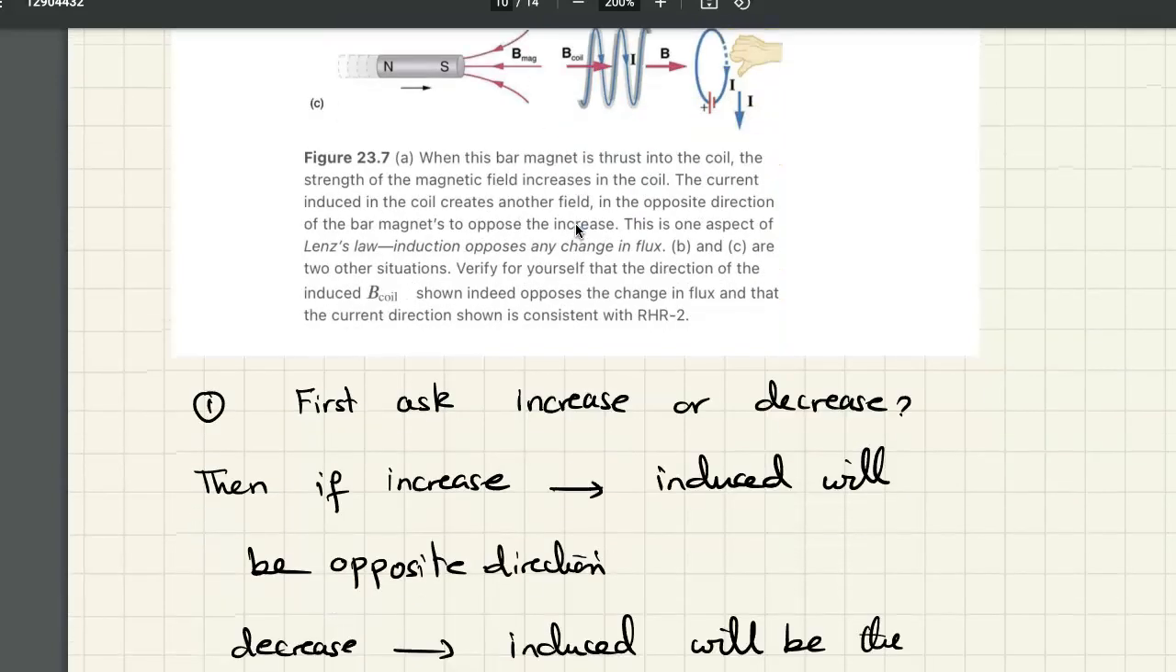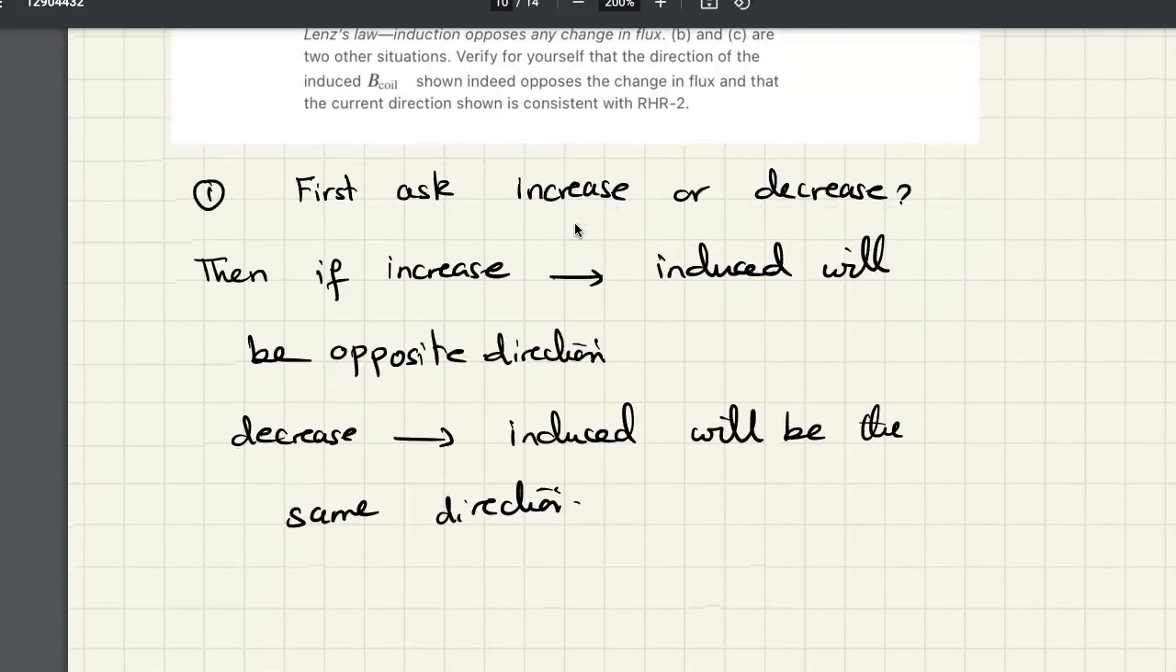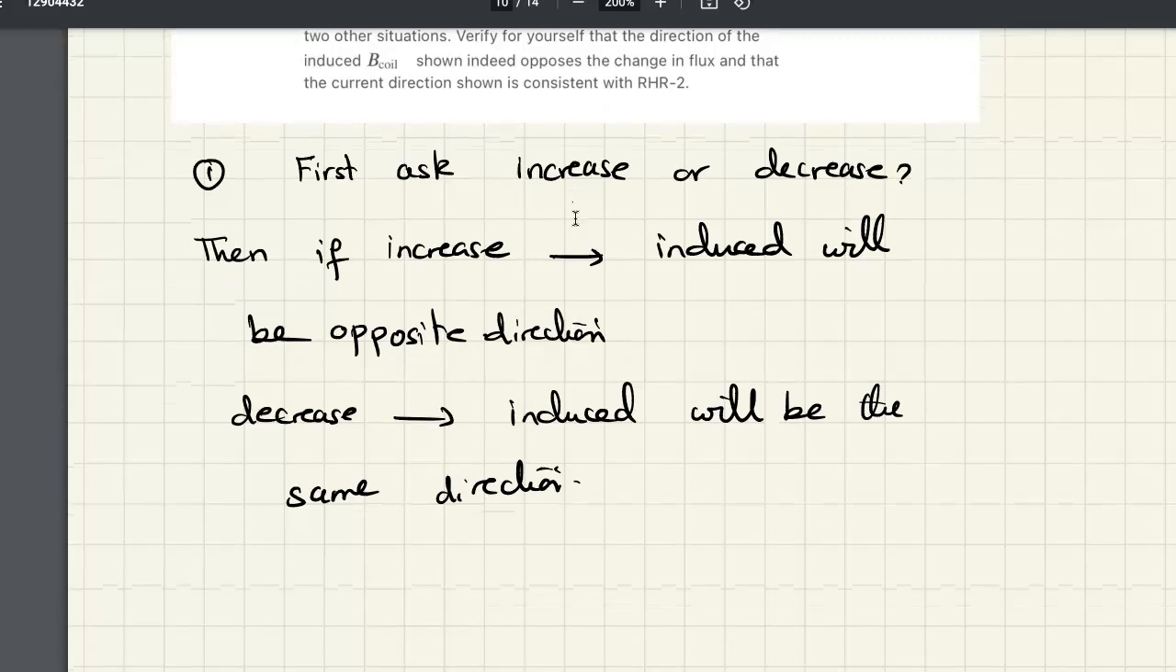First, you ask whether there is an increase or decrease in the flux. This is how we are going to understand how the current will be determined. If increase, the induced will be in the opposite direction. Decrease means the induced will be in the same direction.